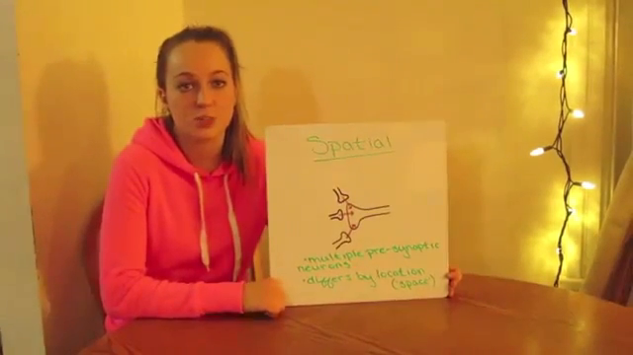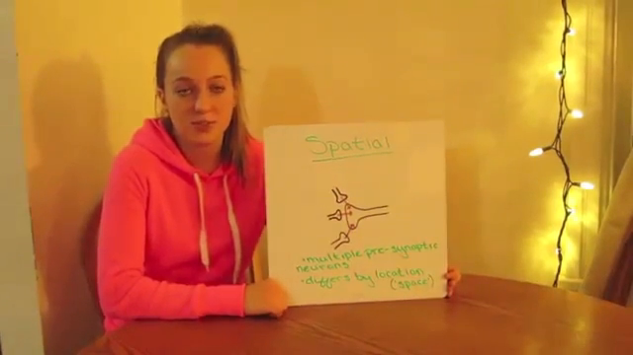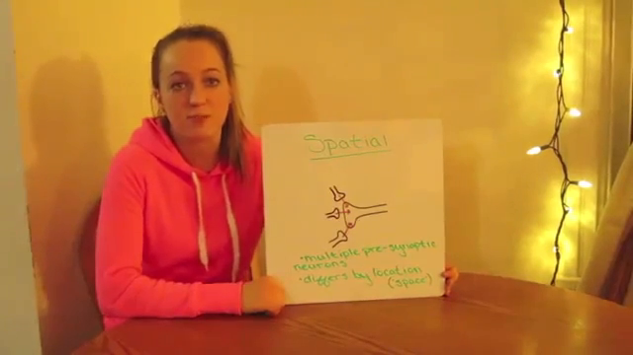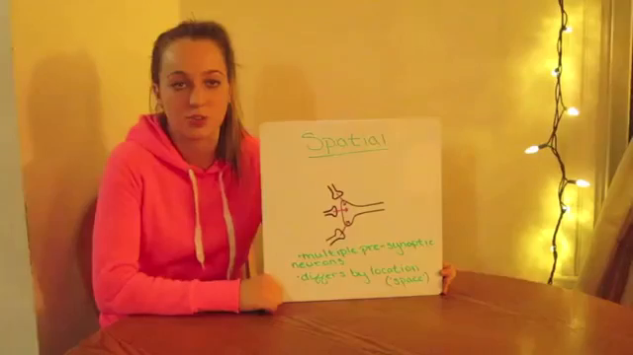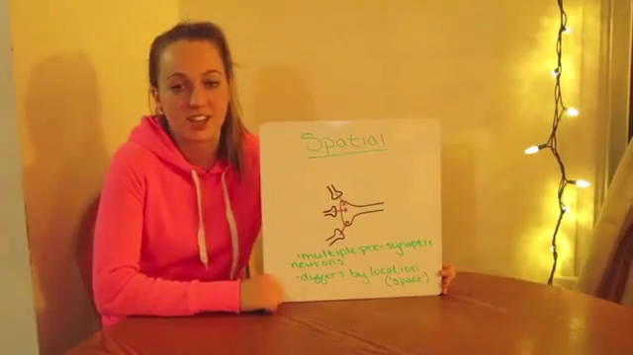Spatial summation occurs when excitatory potentials are received on different locations on the postsynaptic neuron from multiple presynaptic neurons, causing the postsynaptic neuron to reach its threshold. Reaching the threshold will initiate an action potential.